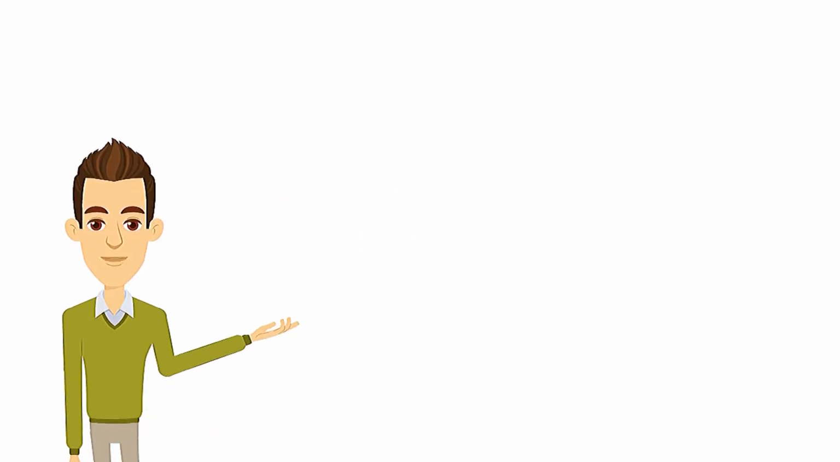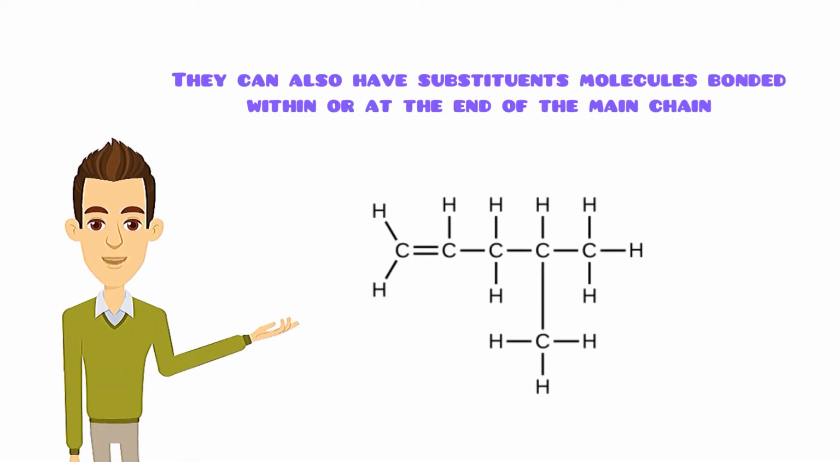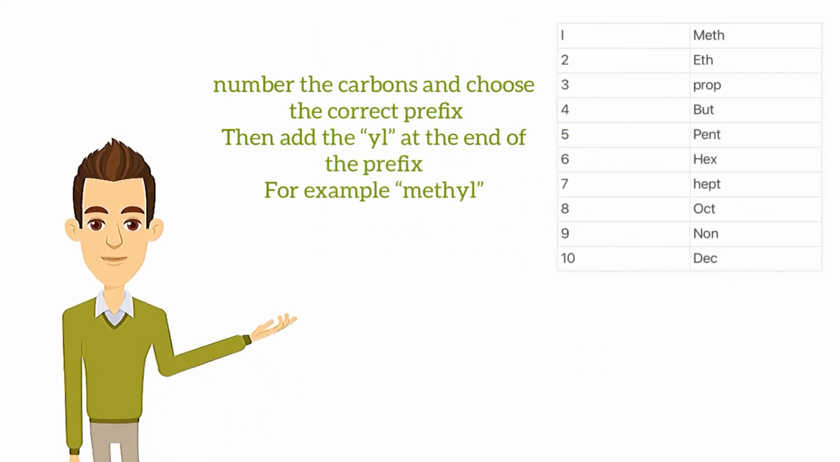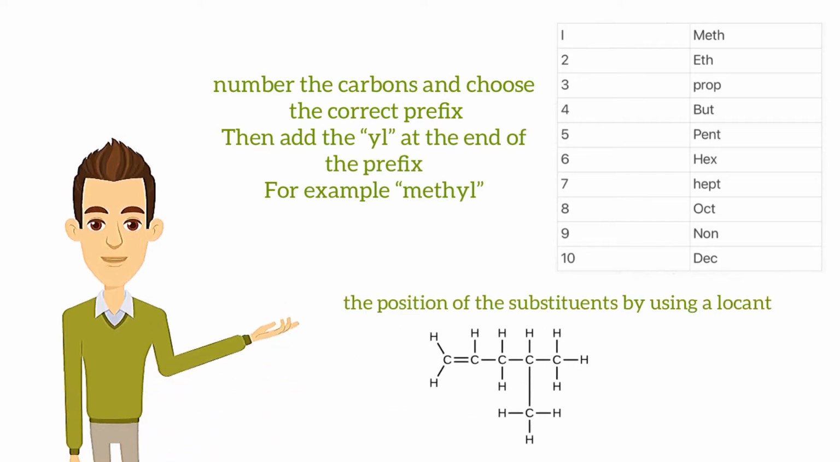Let's go back to our lesson. Hydrocarbons are not just simple molecules containing only a main chain of carbon. They can also have substituent molecules bonded within or at the end of the main chain. To name such compounds, number the carbons and choose the correct prefix. Then add -yl at the end of the prefix, for example, methyl. Do not forget to indicate the position of the substituents by using a locant.